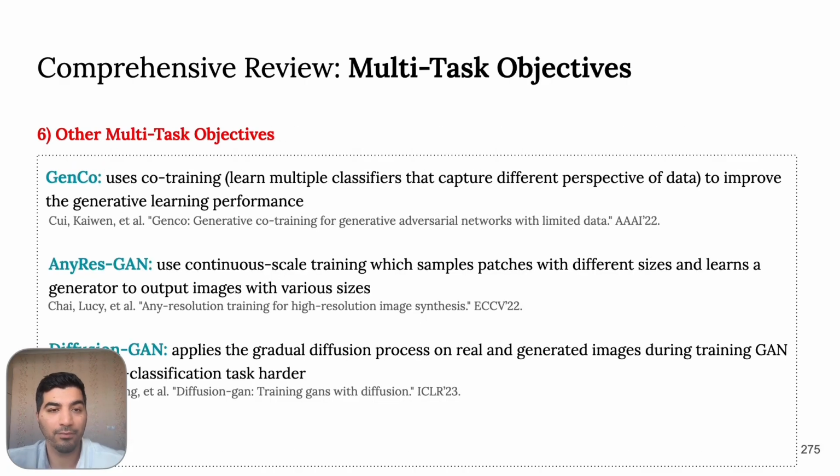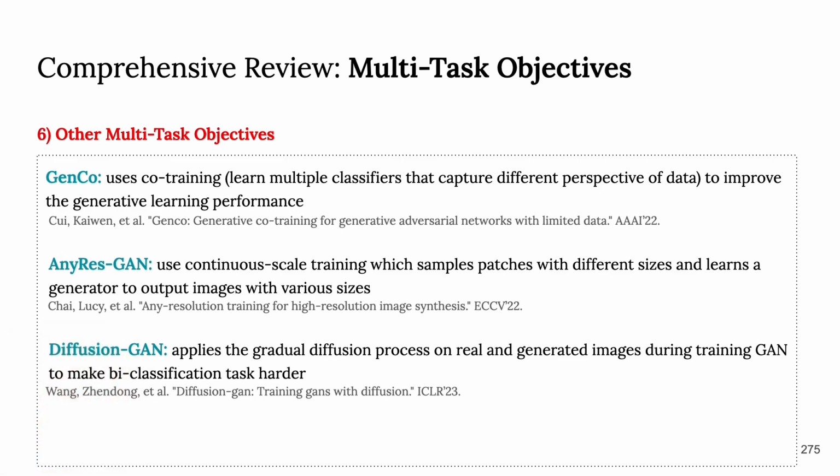And finally, we have other multitask objectives. As an example, we have GenCo, which uses co-training for learning multiple classifiers that captures different perspective of data. Or we have AnyRes GAN, which uses continuous scale training, which samples patches with different sizes and learns a generator to output images with various sizes.